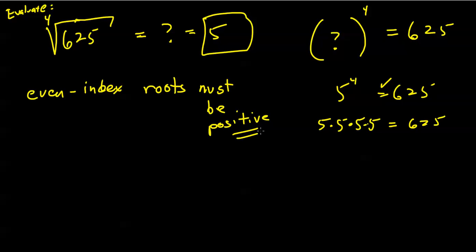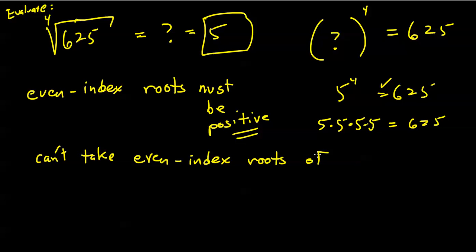Okay, we call that the principal or positive fourth root of 625. Minus 5 won't cut it here. And again, somewhat informally, you can't take even index roots of negative quantities. Okay? You end up with that not real situation again.